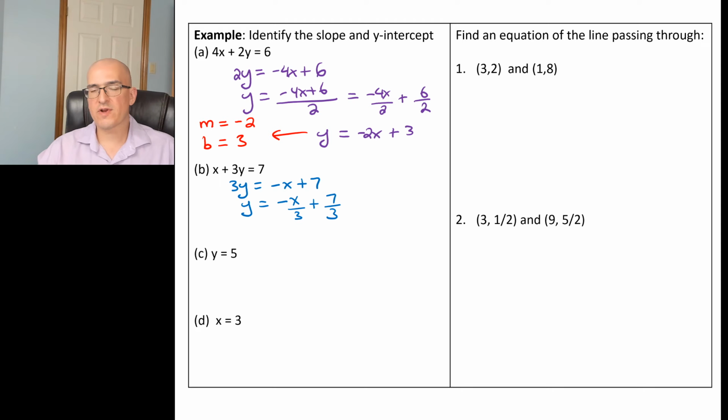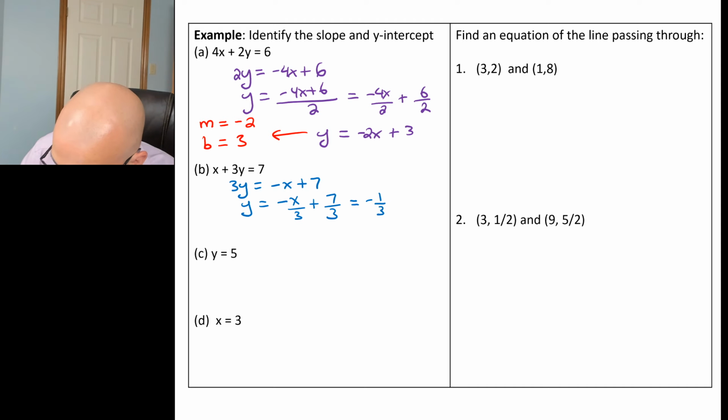And then I'll show you a trick. Dividing by 3 is the same thing as multiplying by 1/3, just like dividing by 2 is the same thing as multiplying by 1/2. So this can be rewritten as minus 1 over 3x plus 7 over 3, which means m equals minus 1 over 3 and b equals 7 over 3.